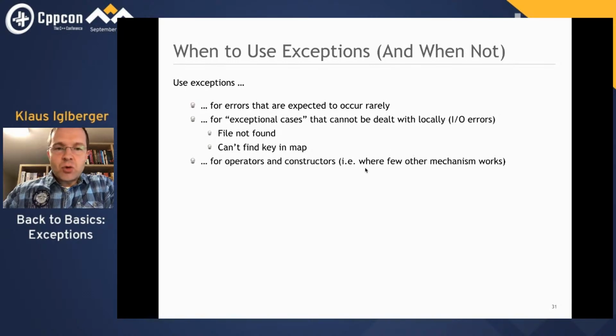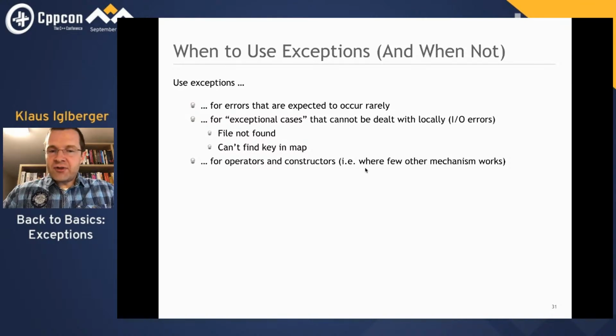Then use exceptions for operators and constructors. Operators, for instance, like operator plus, operator minus, so the things that have a natural return value, and it does not really allow you to return anything else. Constructors, on the other side, cannot return anything. And so these are two examples where it's quite natural to use exceptions. They provide a different exit point from these functions, and so you don't need any kind of return value.